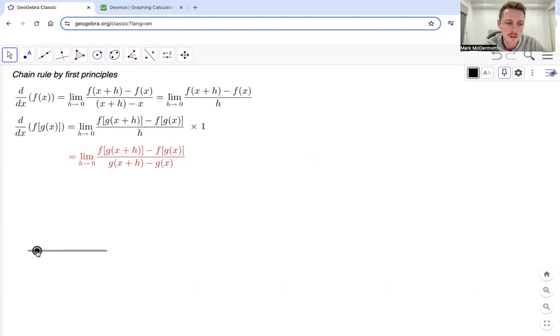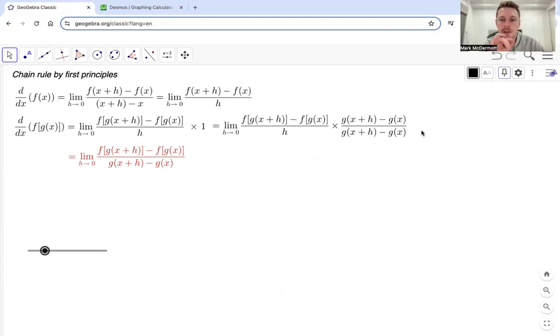So what we're going to do is, sometimes in maths, we do a little trick: we multiply by 1, but we do it strategically. So what we're going to get is something like this. This first part stays the same. This second part is just the number 1, and we're multiplying by g of x plus h minus g of x divided by g of x plus h minus g of x. And you'll see why we're doing that in a second.